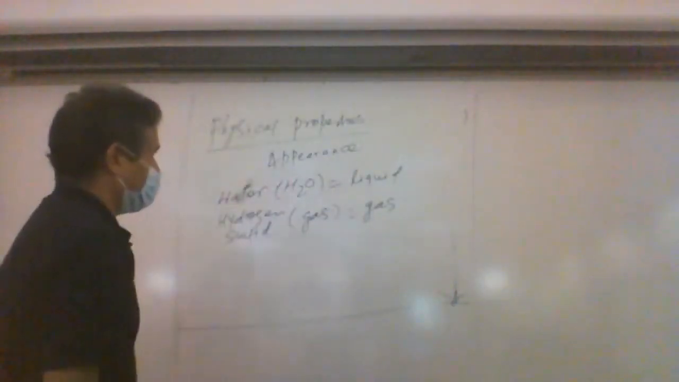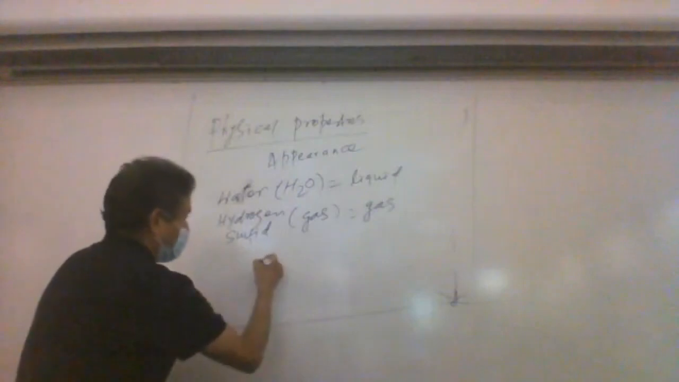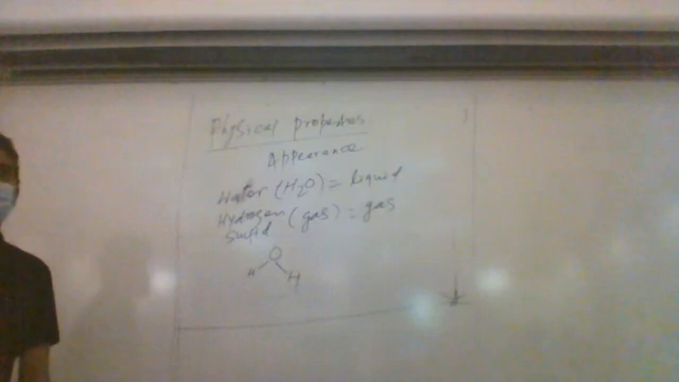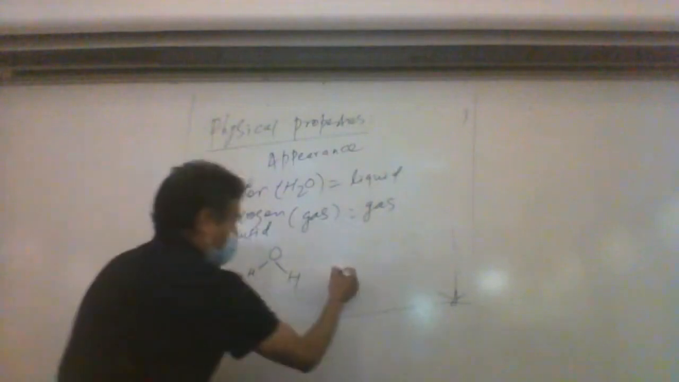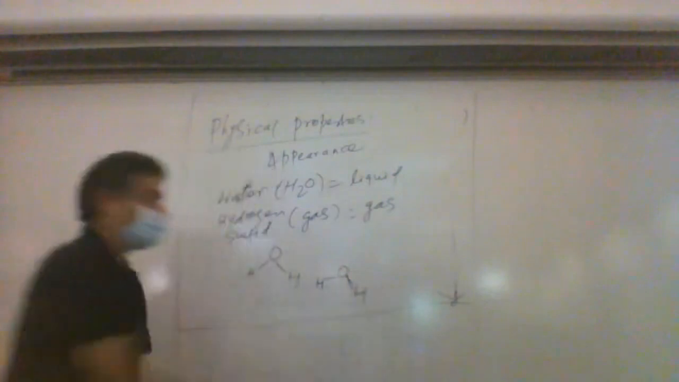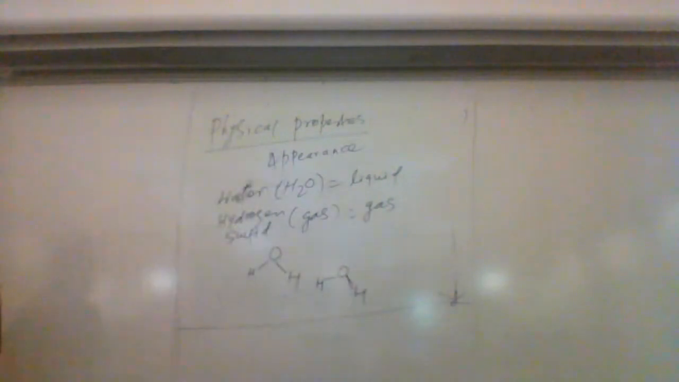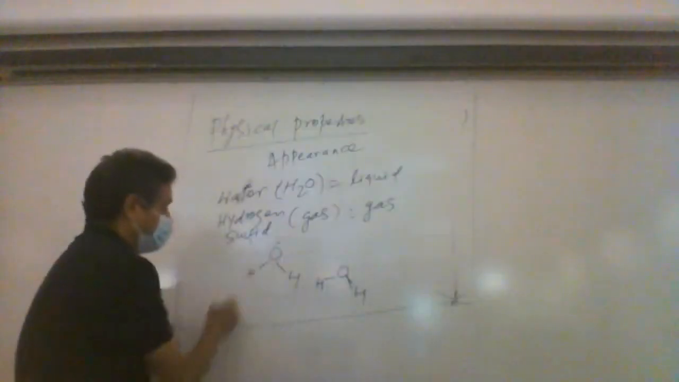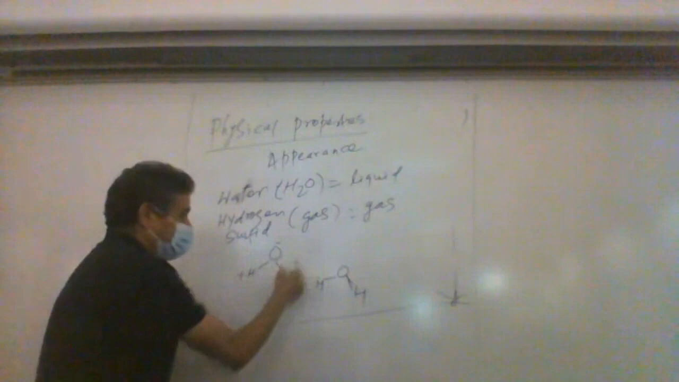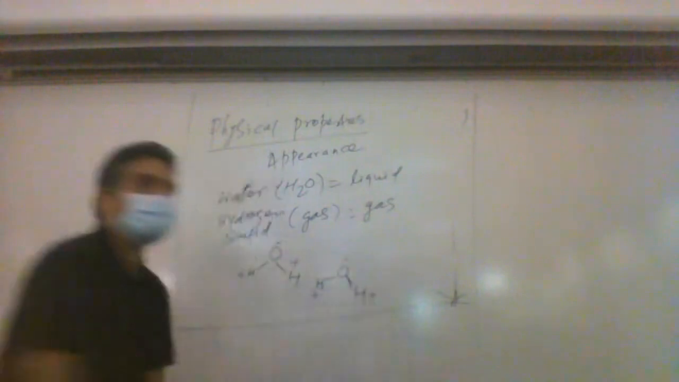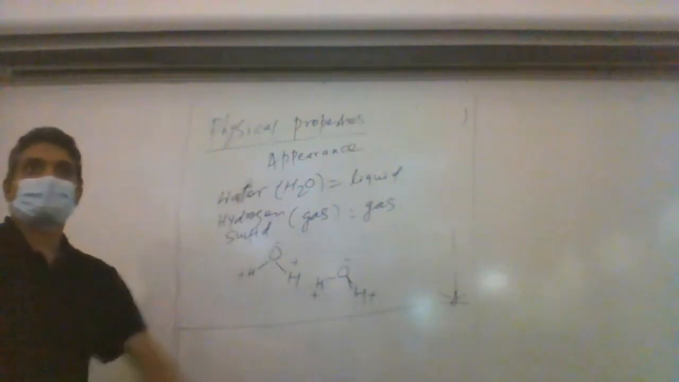why does water look like a liquid? Here is the thing. A water molecule looks like this. Another water molecule looks like this. You see, there are two water molecules I am writing there, right? Now the oxygen has negative charge, hydrogen has positive charge, this hydrogen has positive charge, oxygen has negative charge, and this hydrogen has positive charge. So distinctly water has one end with a positive charge and another end with a negative charge.